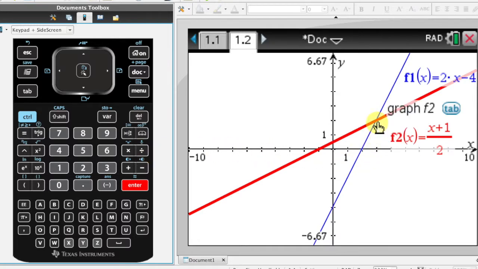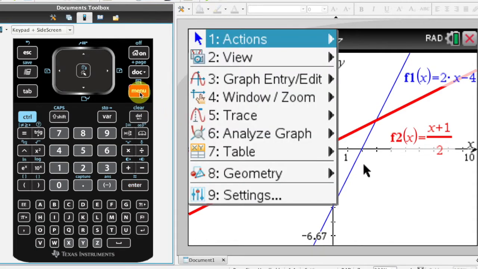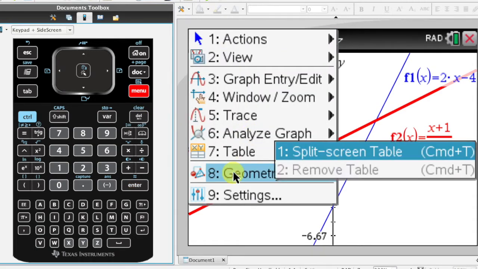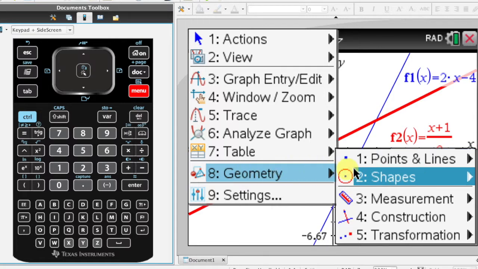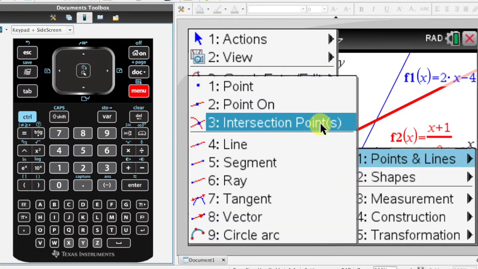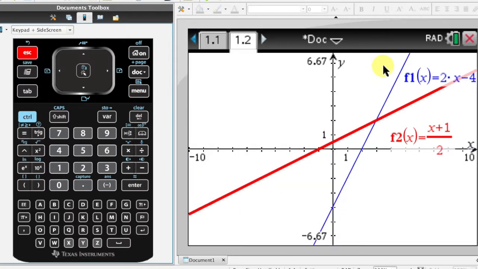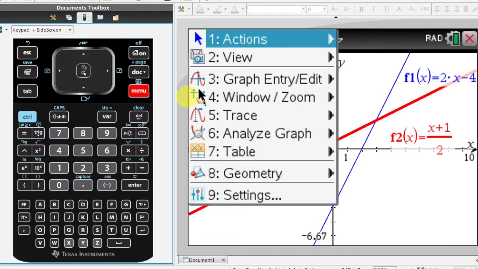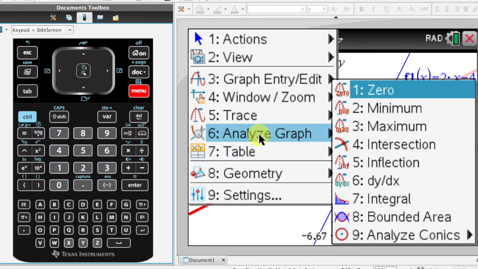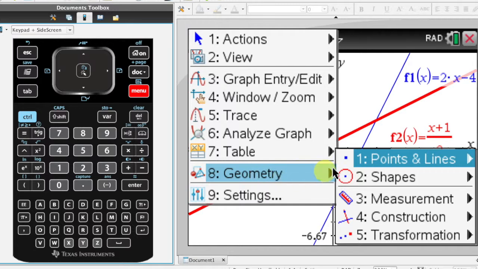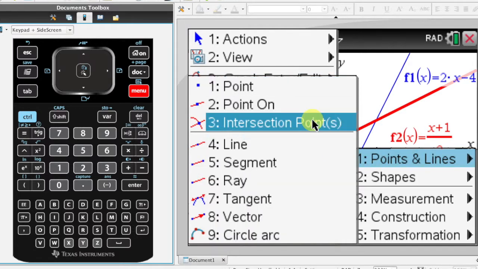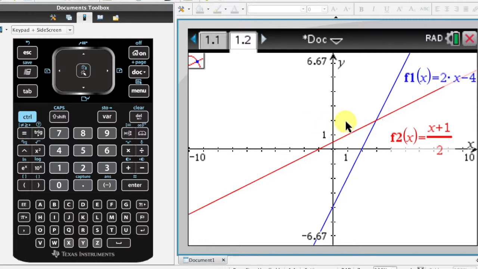And I know it's going to be 3, 2, but let's just verify that. So menu, geometry, points and lines, and then I want intersection points. So just to show you that again, guys, sorry, it's a bit confusing there for you. I want menu, analyze graph. No, I don't. I want geometry, points and lines, and then intersection points. We hover over the first graph and select it, then we hover over the second graph and select that, and that produces a solution 3, 2.